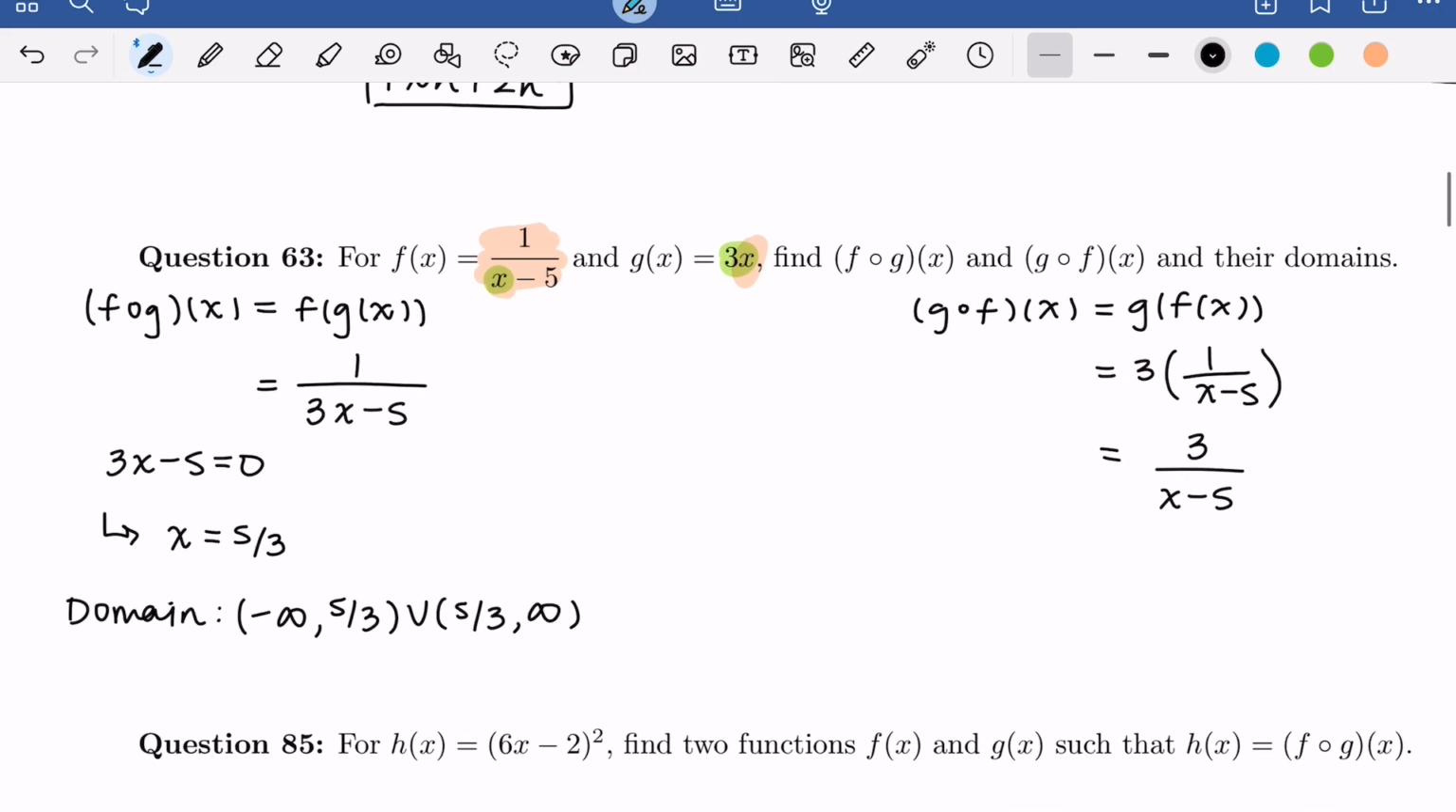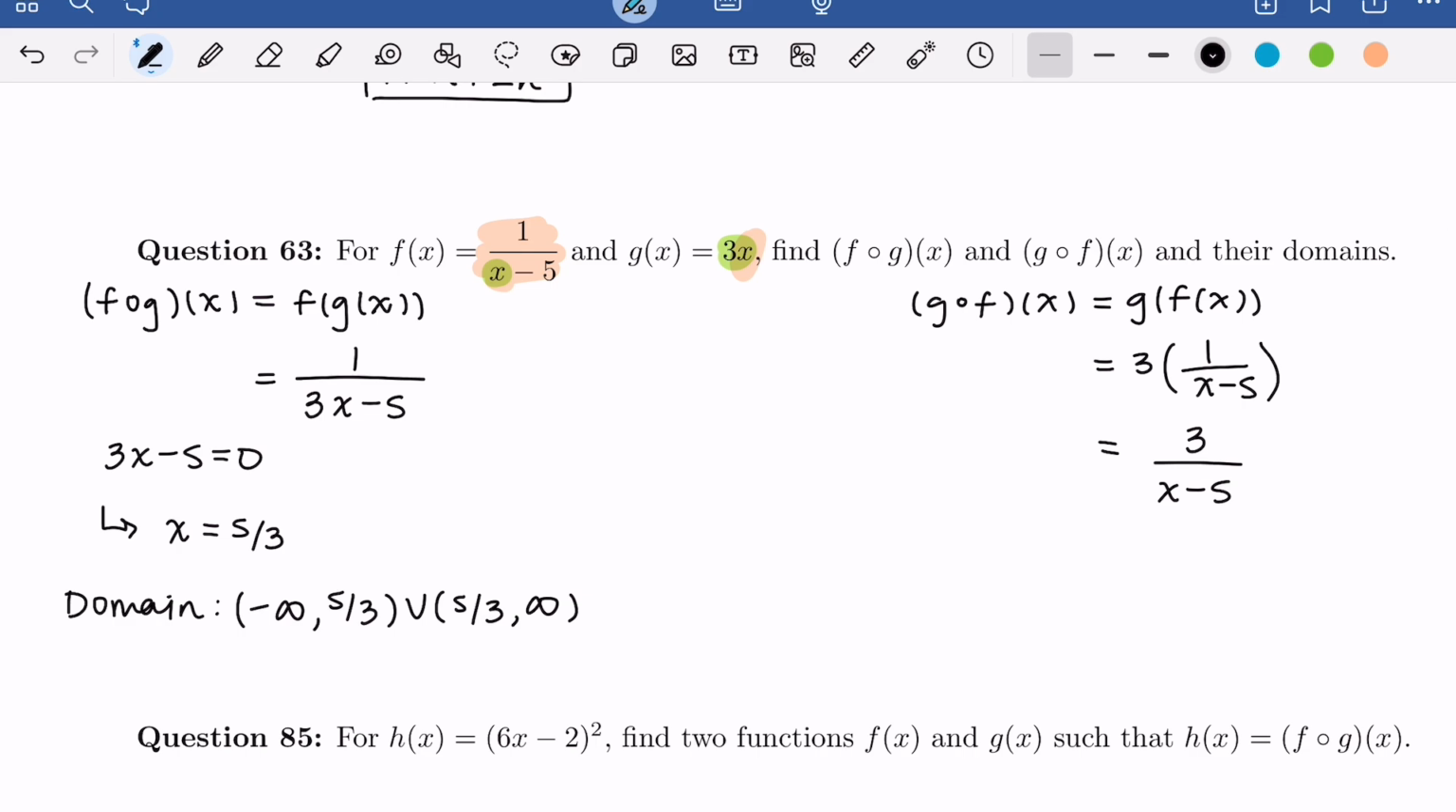Now again, we want to find the domain of this, and by similar reasoning, we know that this happens when the denominator is equal to 0, and this will happen when x is equal to 5. So our domain in this case is going to be all real numbers except for 5. So in interval notation, it'll look like this here.